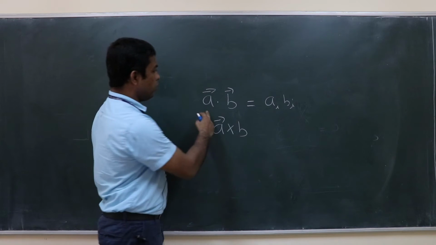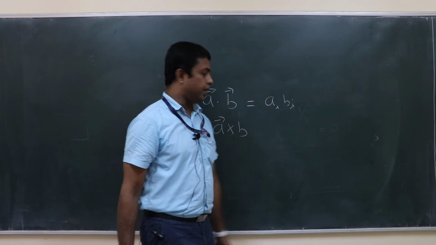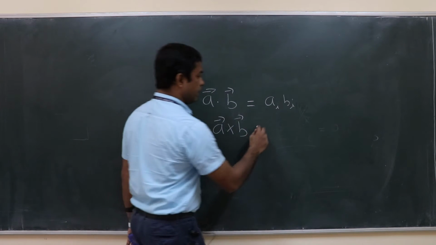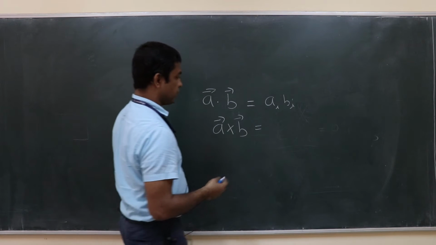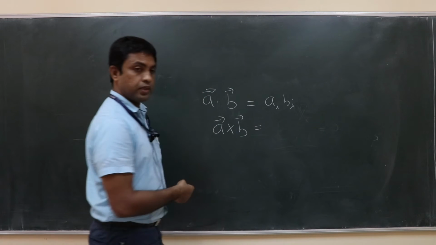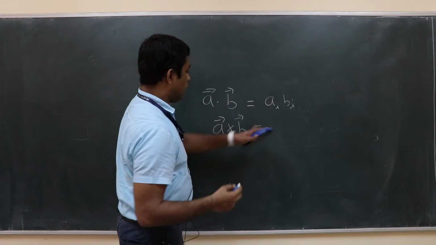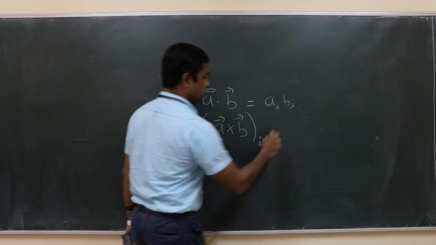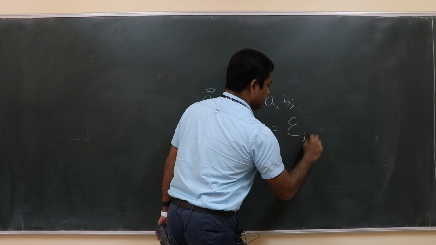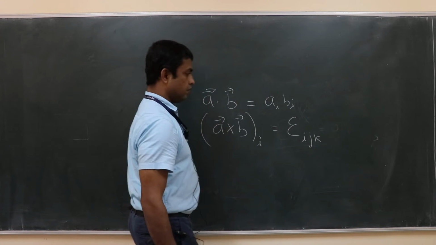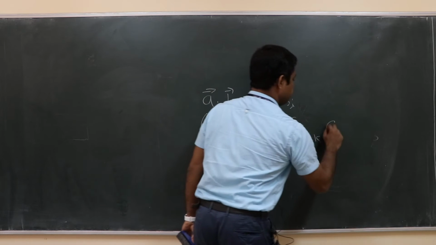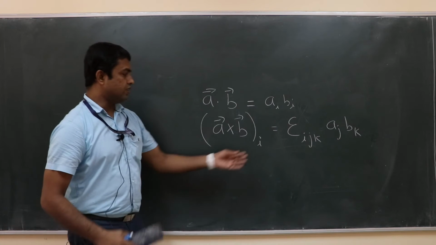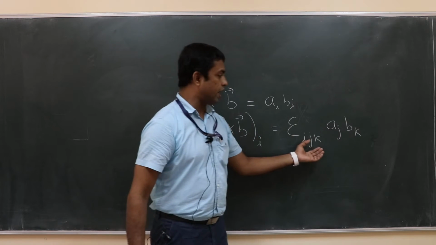So the dot product I can write as AiBi. What about the cross product A cross B? This also I can write using index notation and the Levi-Civita symbol. What I can do is write down the ith component of this as epsilon ijk Aj Bk. So the ith component of A cross B is epsilon ijk Aj Bk.